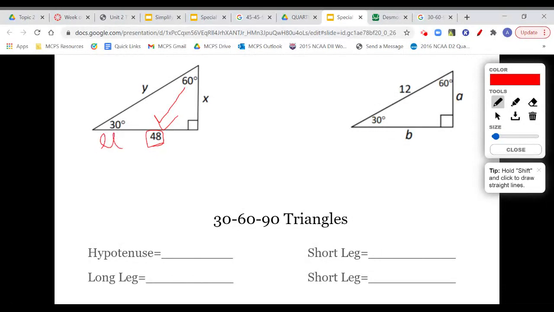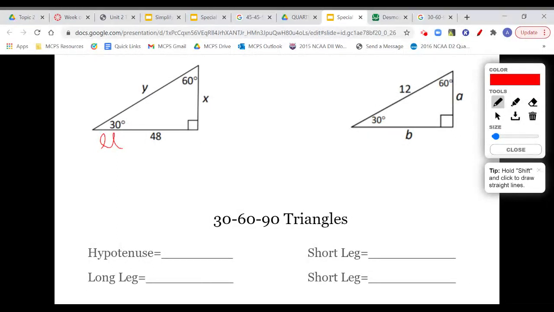Those are cursive L's. That looks more like a mu if you know your Greek letters, but that's supposed to say LL. The computer handwriting, you all know it's rough by now. Anyways, 48 is across from 60 degrees. So that is my long leg.